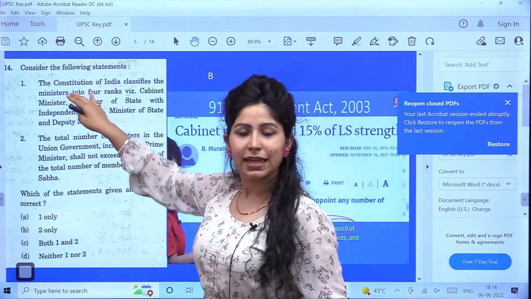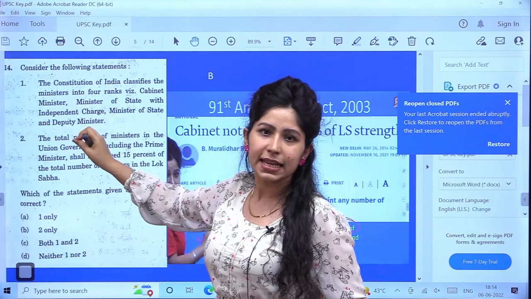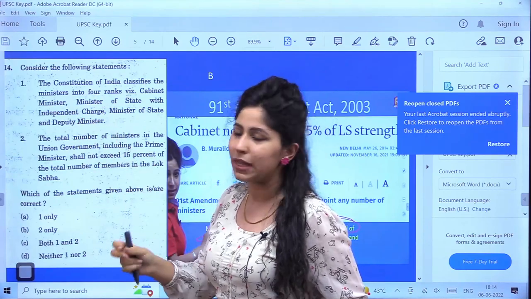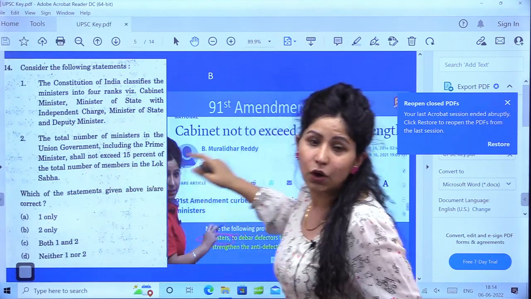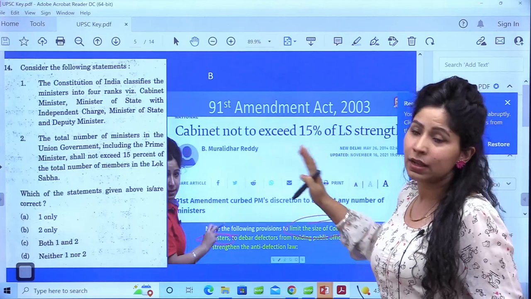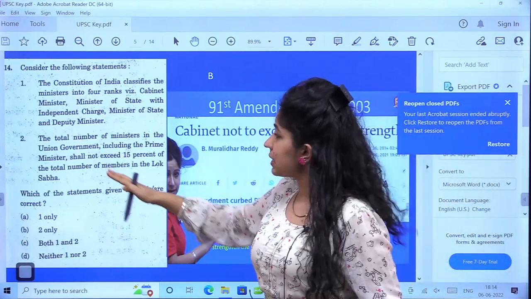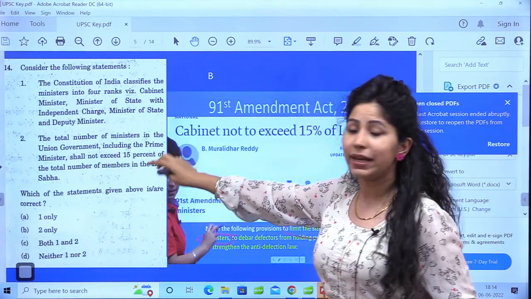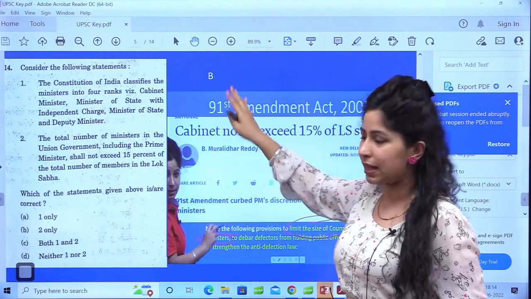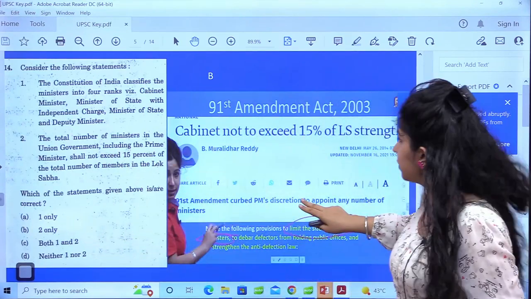The first statement can be answered very easily if you have studied polity even once. The second statement required knowledge of this particular amendment, which was discussed in the series. So this can be handled very well. Only part 2 is correct, and the answer is B for this question.